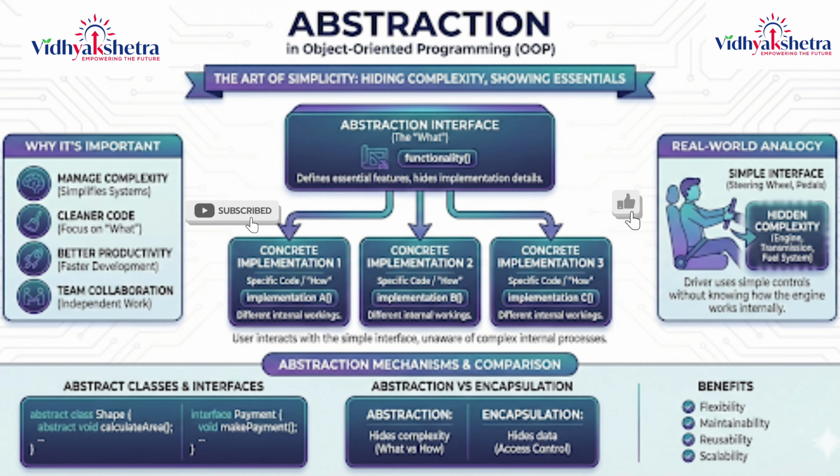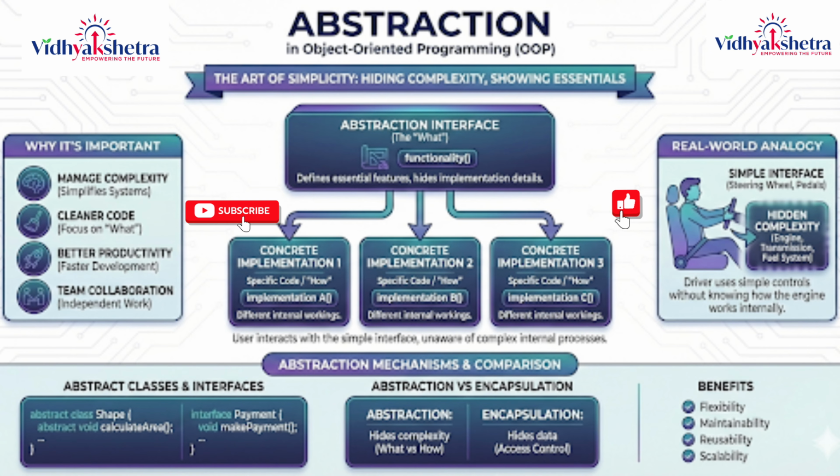Abstraction completes the set of object-oriented principles. Along with encapsulation, inheritance, and polymorphism, abstraction allows developers to build systems that are modular, secure, reusable, and scalable. These principles work together to form the foundation of object-oriented programming.